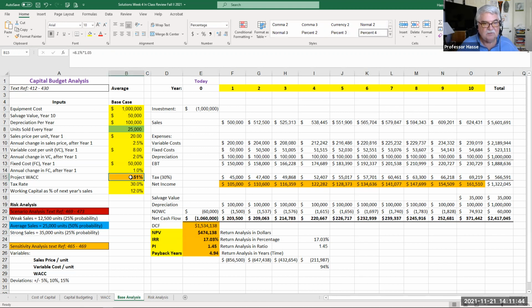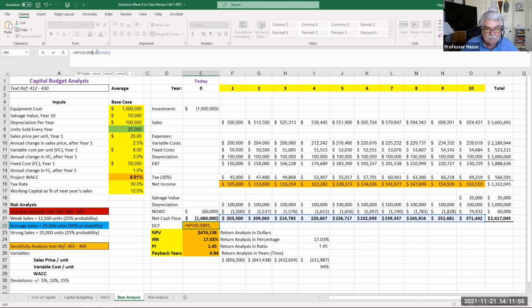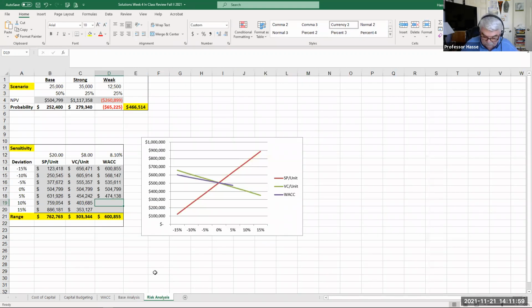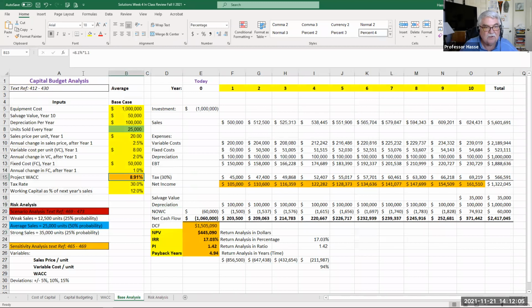A 10% increase in our cost of capital: 8.91, 445,090. And finally, a 15% increase in our cost of capital.